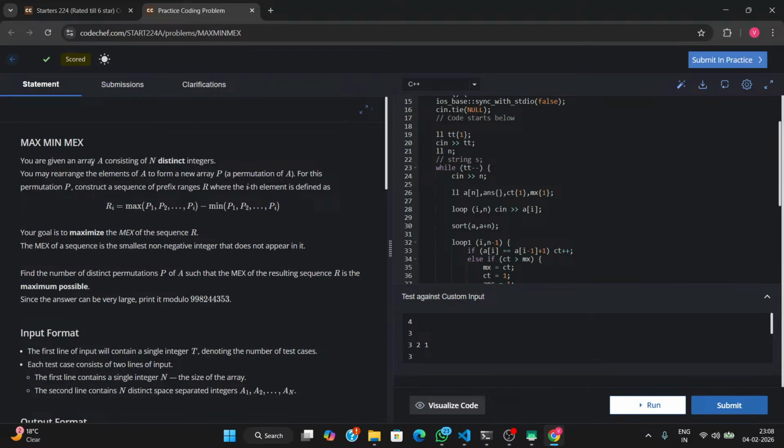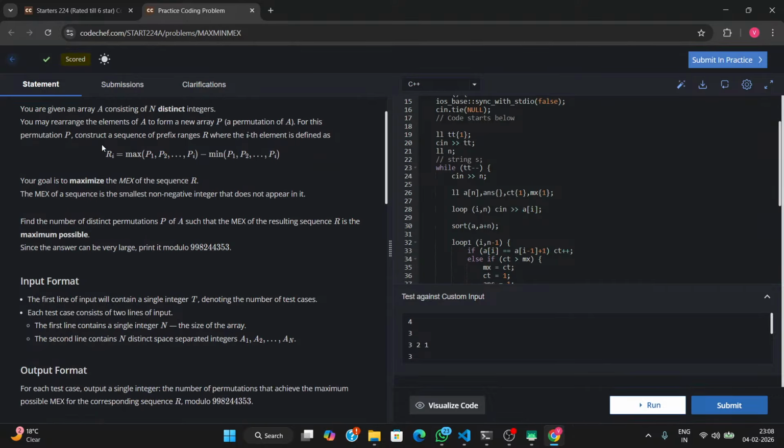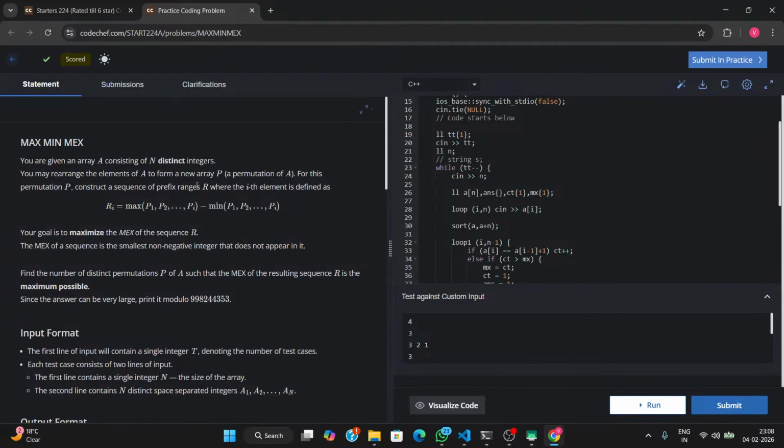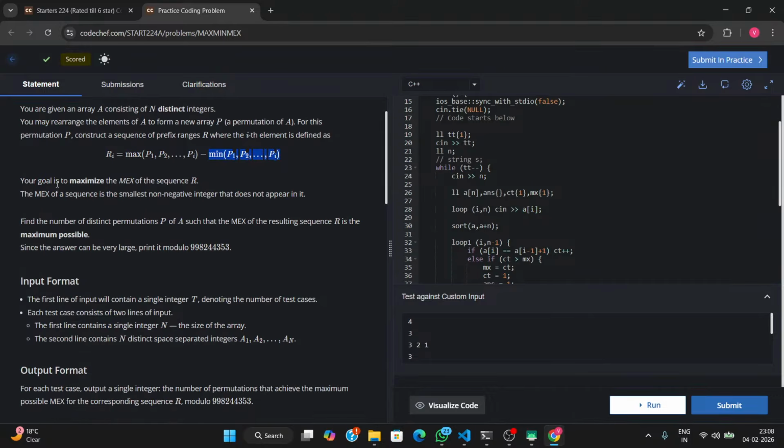So we are given an array A which consists of n distinct integers. Now, what we need to do is rearrange the elements of A to form a new array, a permutation of the array given. And for this permutation, we will construct an array R, which will be the maximum of the ith prefix of P, the first i elements, minus the minimum of this. And now your goal is to maximize the mex of this sequence.